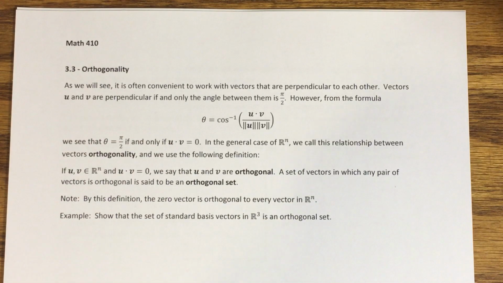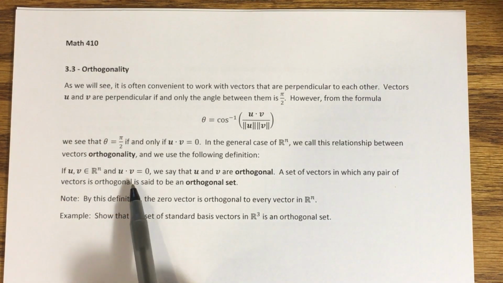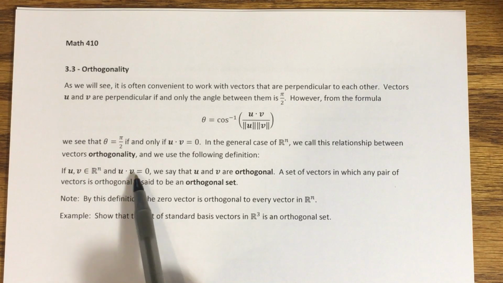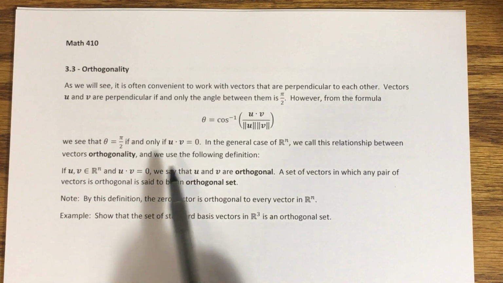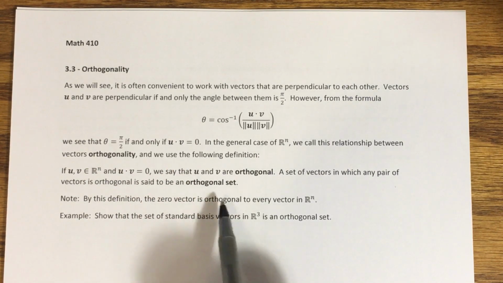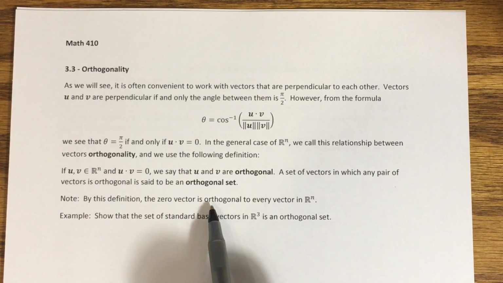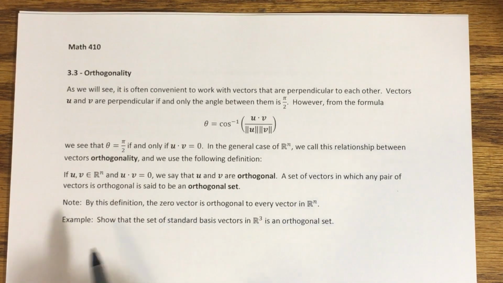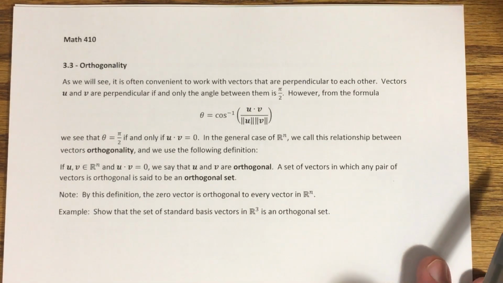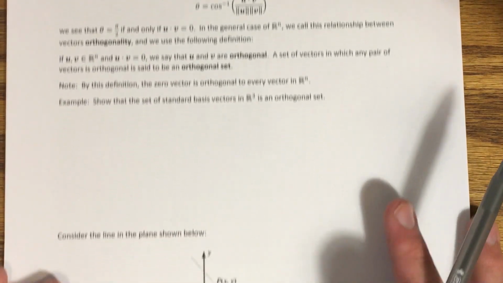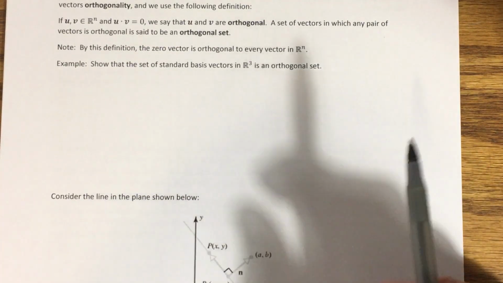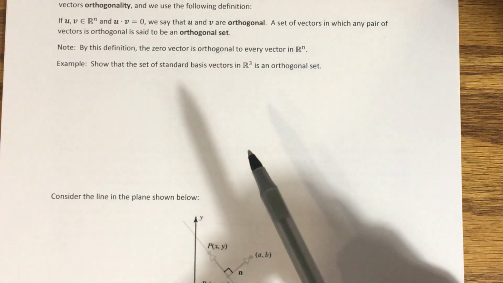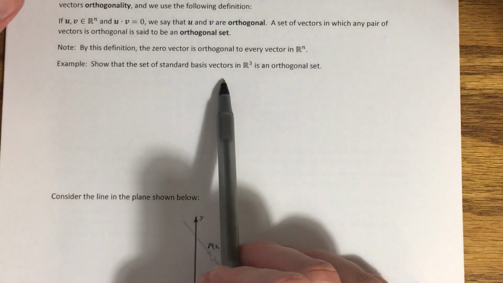So I'm going to illustrate that with this example here. Before we do that, though, note that because the dot product of any vector with the 0 vector is always going to be 0, then our definition of orthogonality would say that the 0 vector is orthogonal to every vector. And that's an important thing to keep in mind. Okay? So here we're going to do an example where we show that the set of standard basis vectors in R3 is an orthogonal set.